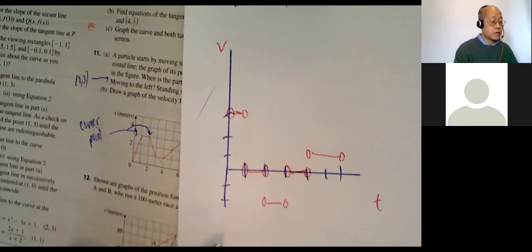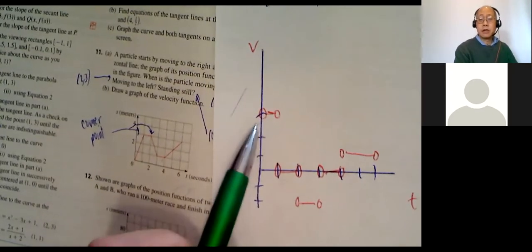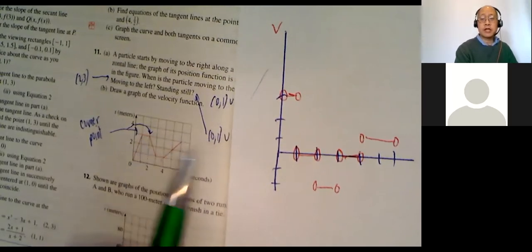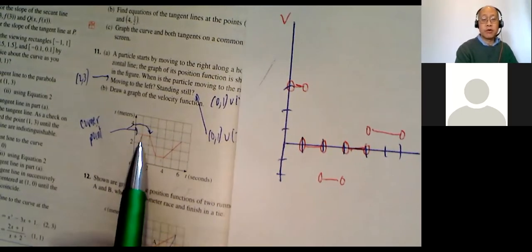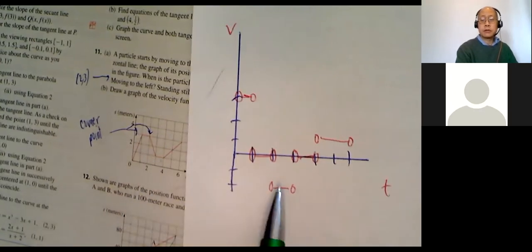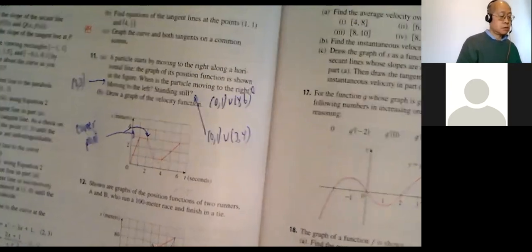Okay, and yes, these have to be with parentheses, not brackets, if you're listing these, because we're not including the endpoints. A question about brackets or parentheses. Yes, the slope or derivative or velocity does not exist right at 1, 2, 3, 4, or 6. So they're all parentheses in this case.